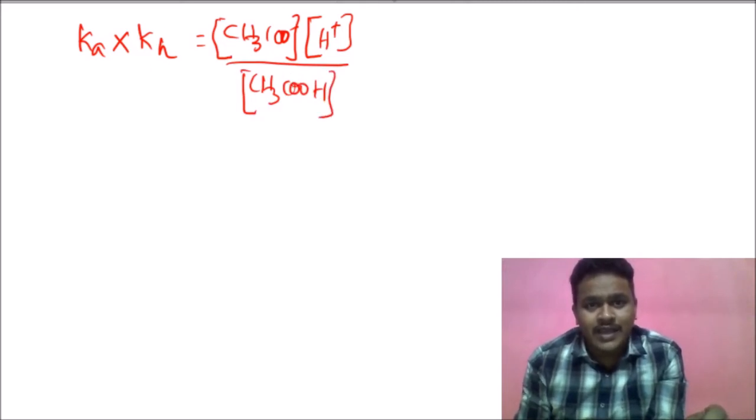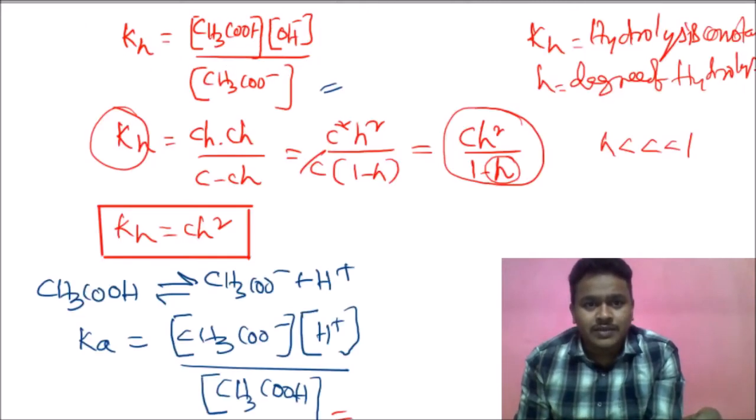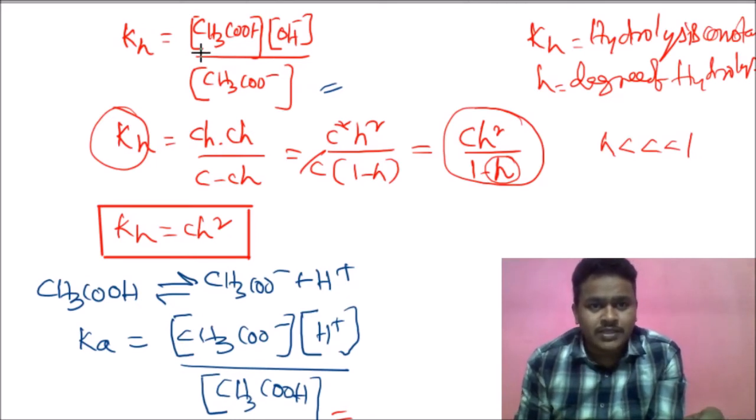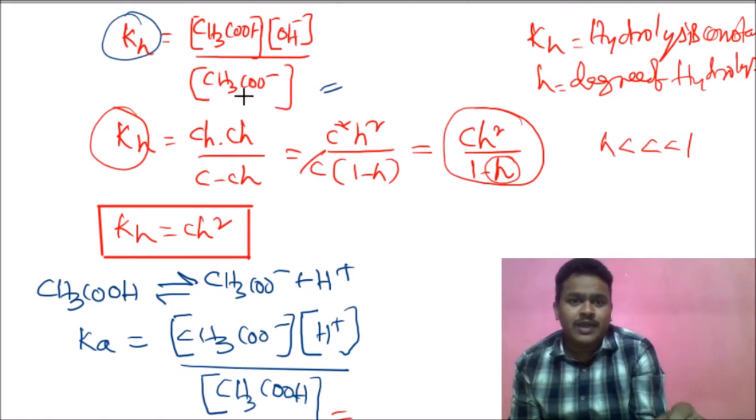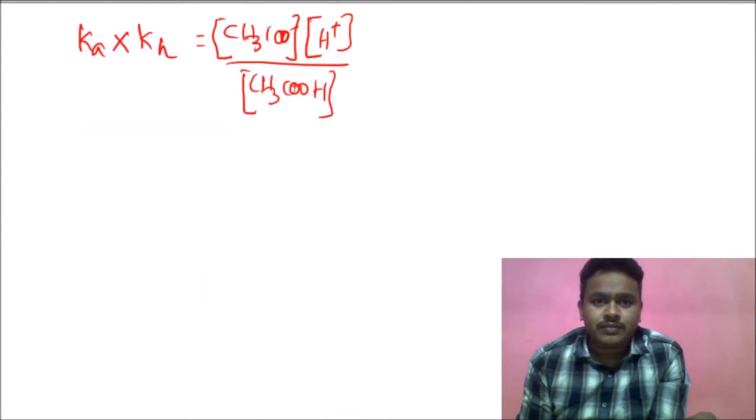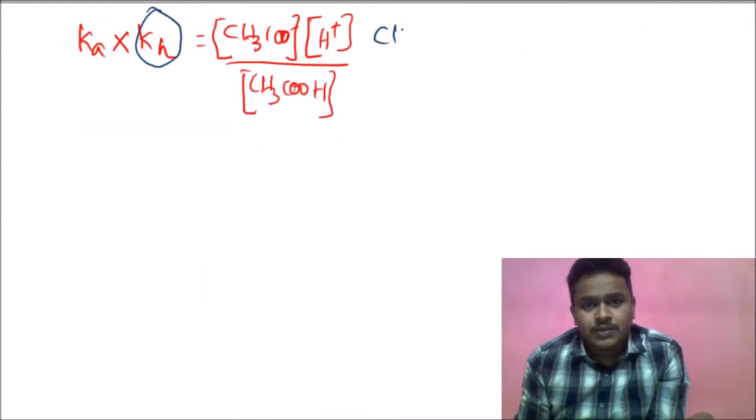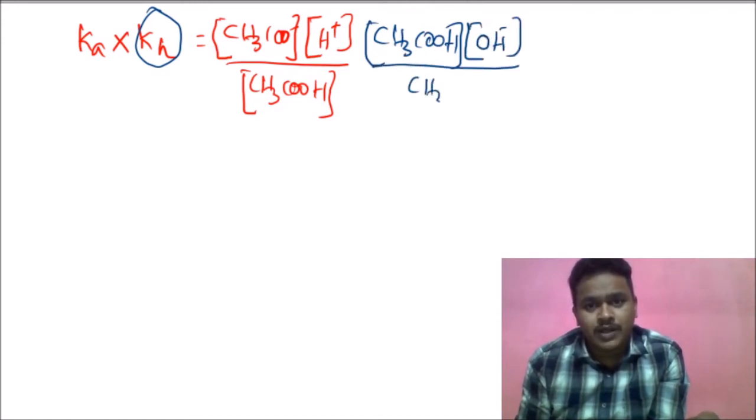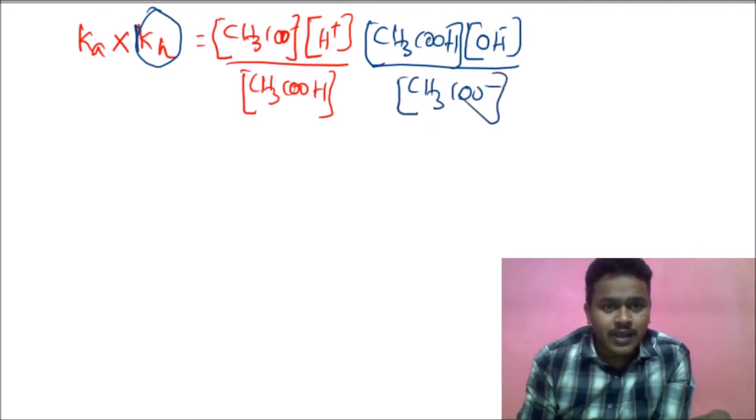And do I need Kh? What is Kh, what is its expression? This one is the Kh value: CH3COOH, OH minus, divided by CH3COO minus. That also you have to write. Kh expression: CH3COOH into OH minus divided by CH3COO minus. This is that Kh.